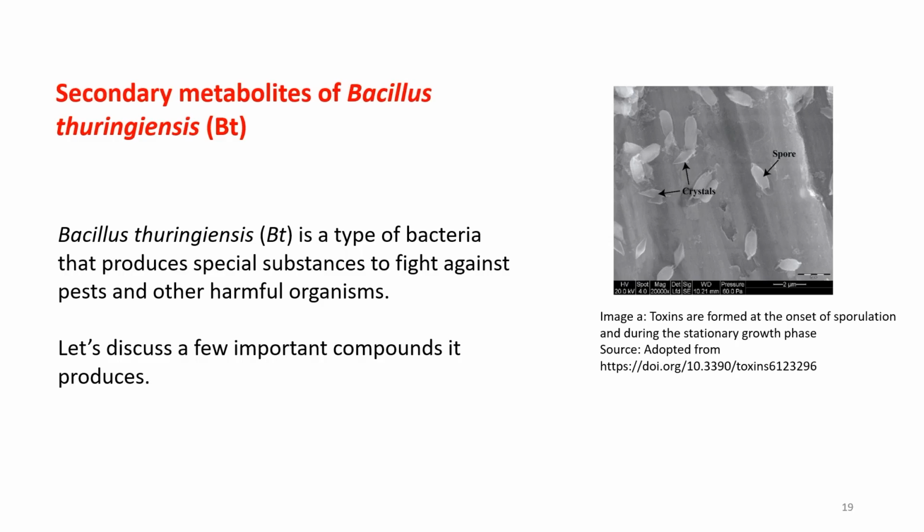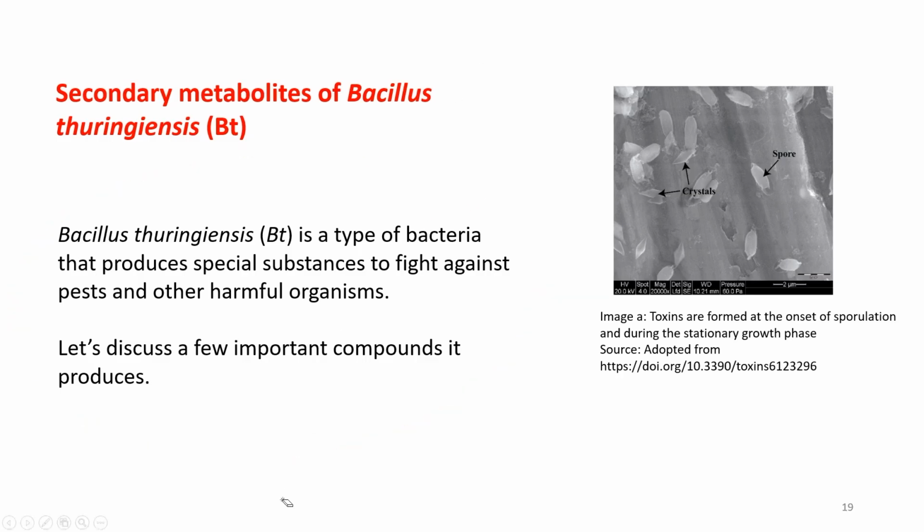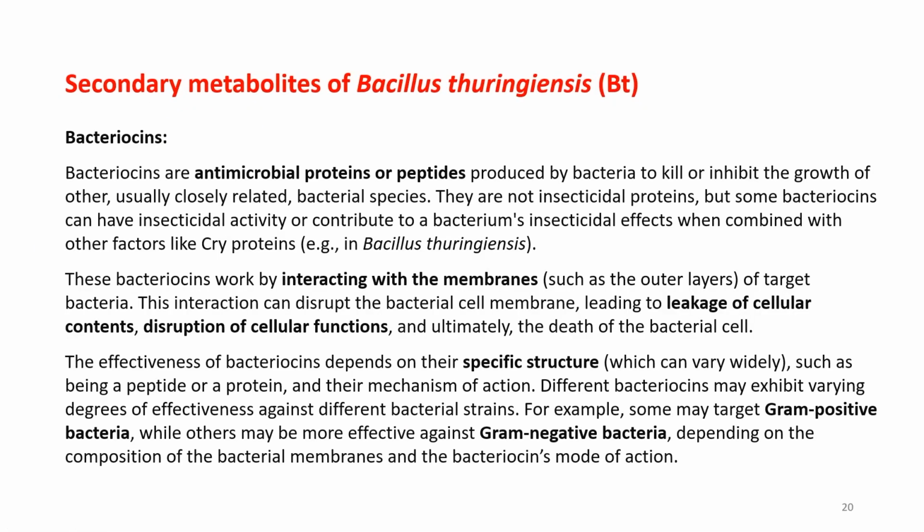Let us now discuss the secondary metabolites of Bacillus thuringiensis, which is a type of bacteria that produces special substances to fight against pests and other harmful organisms. This is apart from the Cry protein or endotoxin that we discussed earlier in this lecture. Basically, they produce certain secondary metabolites, for example, bacteriocins.